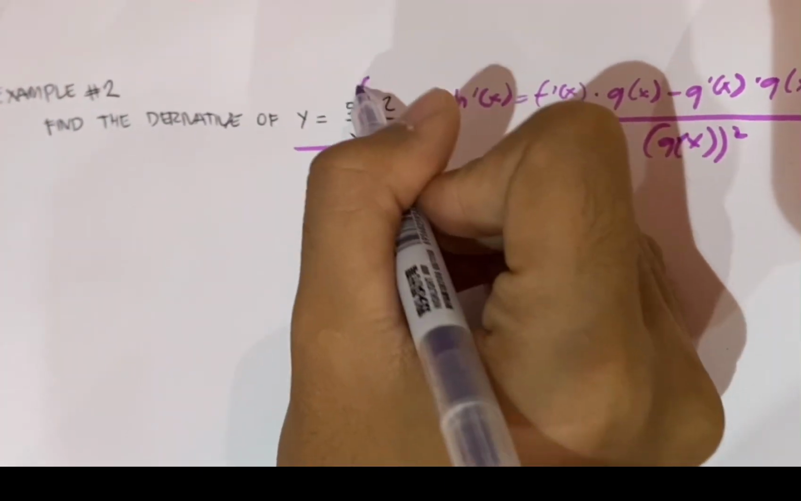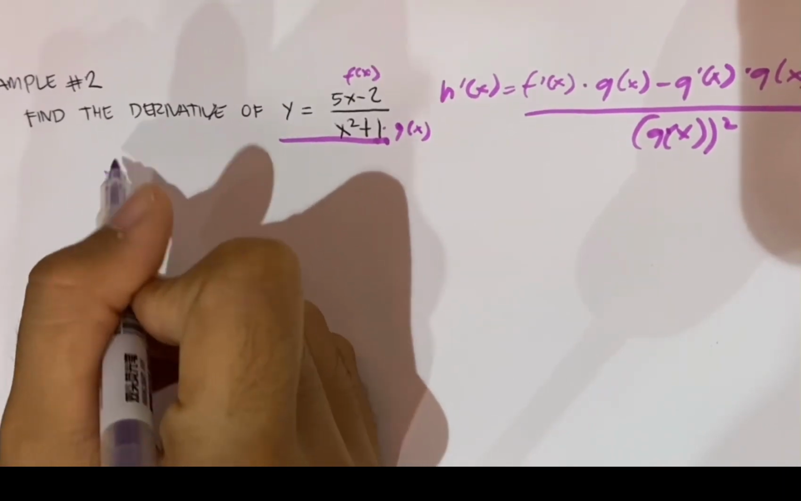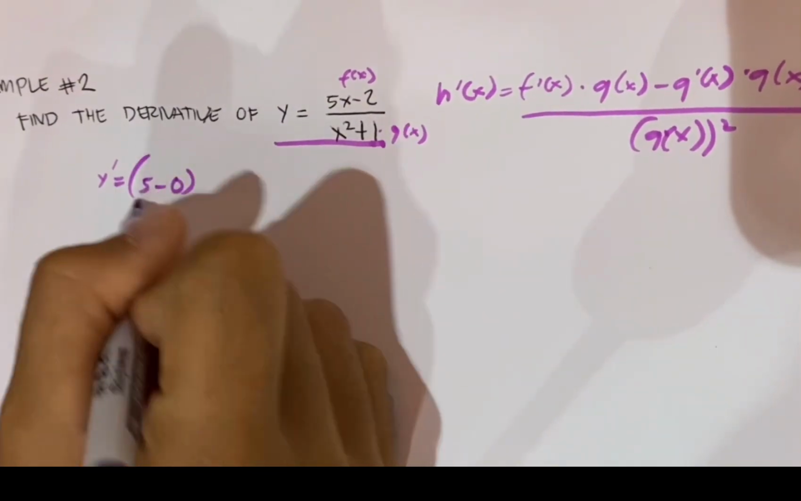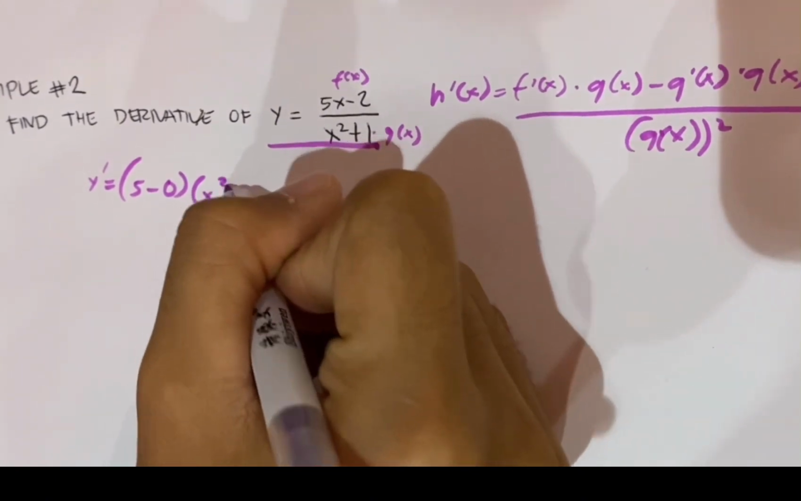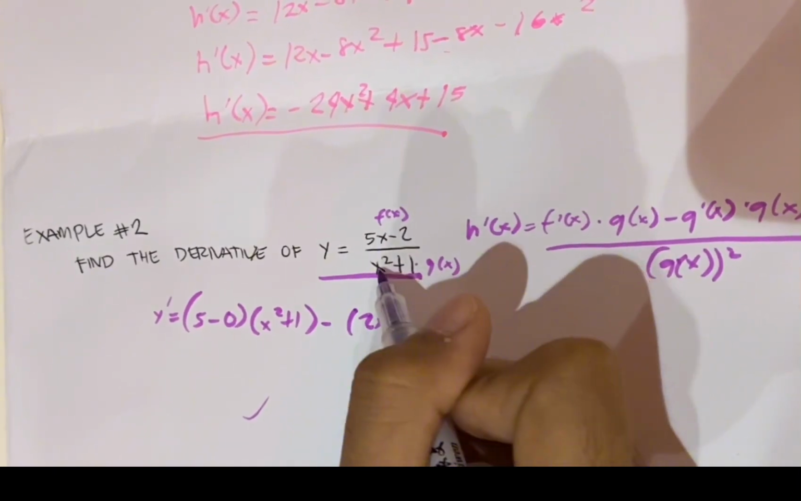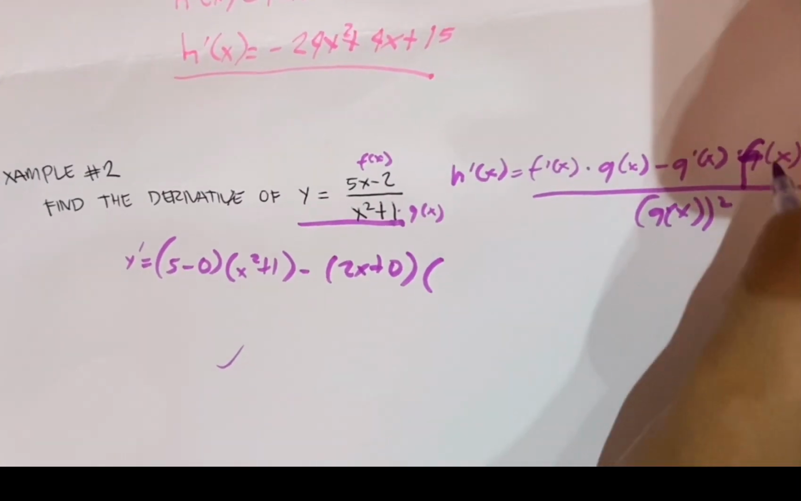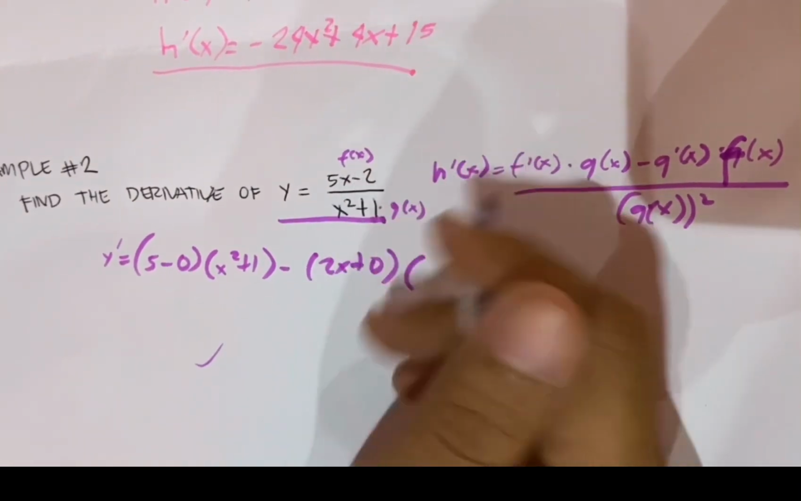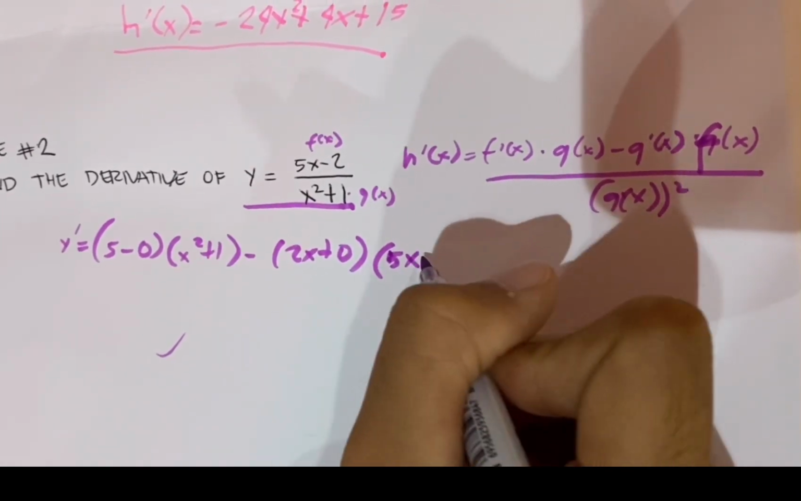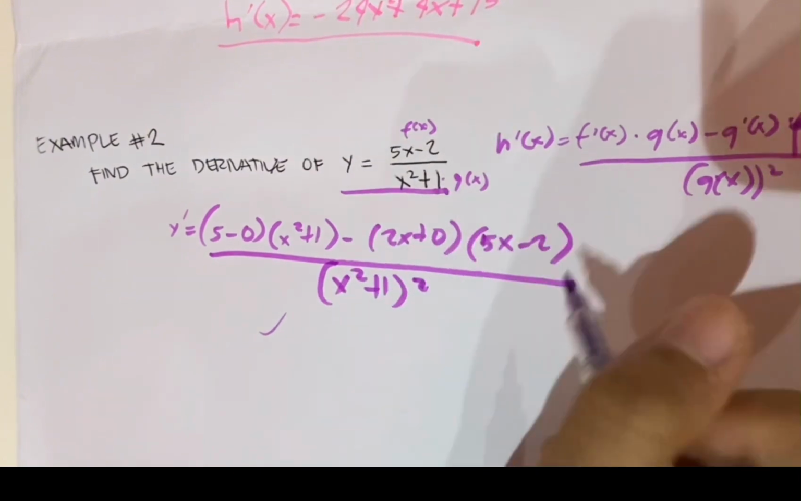So our f of x is the 5x minus 2 and our g of x will be its denominator. So we will use that formula. So y prime is equal to the derivative of f of x, which will be 5 minus 0, times the quantity of the g of x, which will be x squared plus 1, minus the g of x prime, so 2x plus 0, times the quantity of f of x. Just copy the 5x minus 2. All over our g of x, the x squared plus 1 squared.